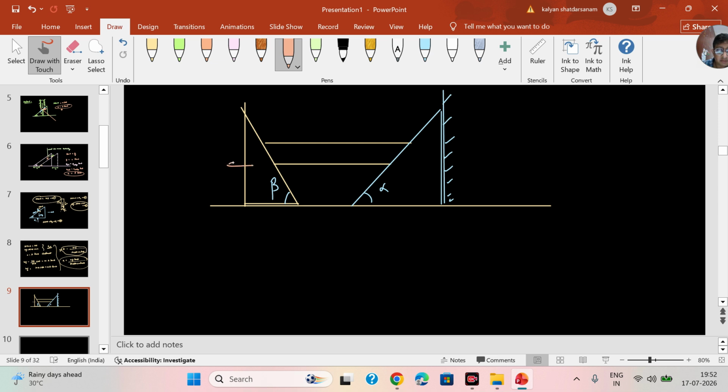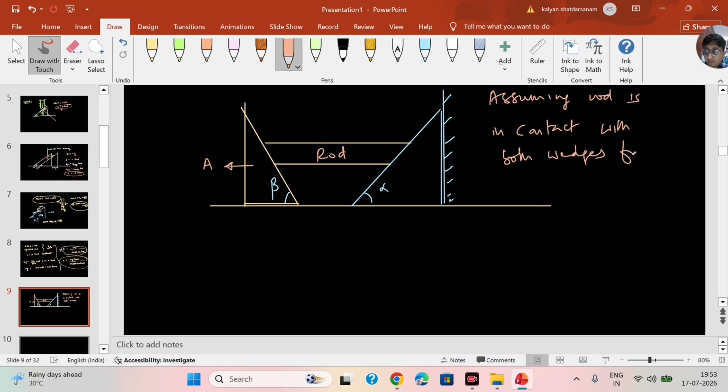and this wedge is moving with an acceleration A. The question is, assuming the rod is in contact with both wedges, find the acceleration of the rod. This is the question. This is a very complex question actually. We will try to solve it.